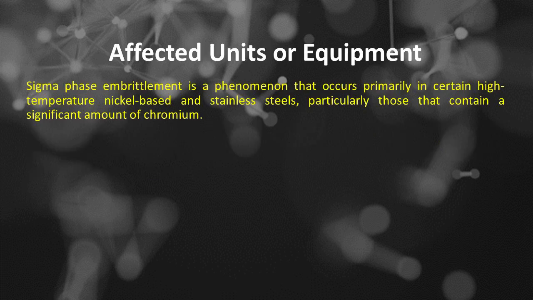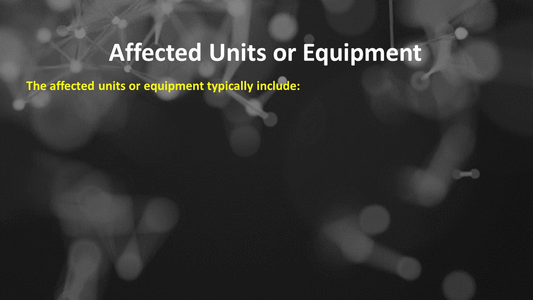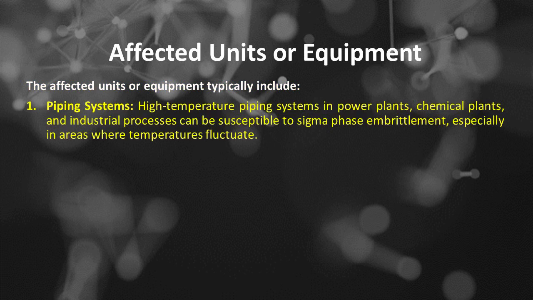Affected units or equipment. Sigma phase embrittlement is a phenomenon that occurs primarily in certain high-temperature nickel-based and stainless steels, particularly those that contain a significant amount of chromium. It is most commonly observed in austenitic stainless steels and some superalloys used in high-temperature applications. The affected units or equipment typically include: Number 1 is piping systems.